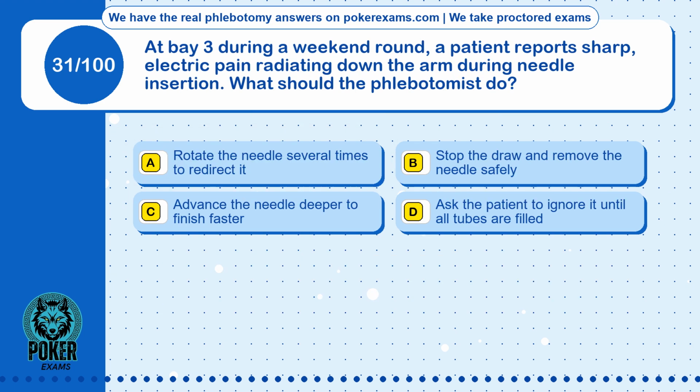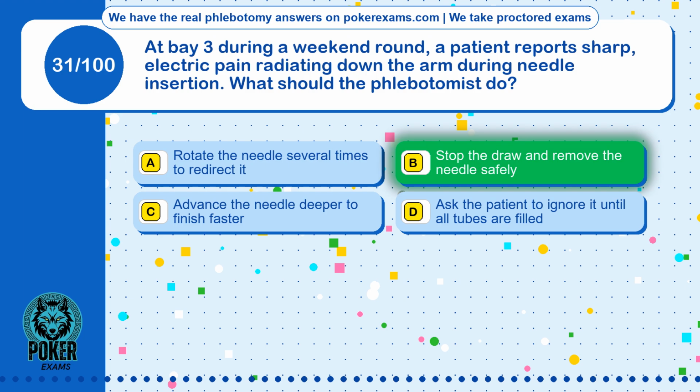Question 31. At Bay 3 during a weekend round, a patient reports sharp, electric pain radiating down the arm during needle insertion. What should the phlebotomist do? Option A. Rotate the needle several times to redirect it. Option B. Stop the draw and remove the needle safely. Option C. Advance the needle deeper to finish faster. Option D. Ask the patient to ignore it until all tubes are filled.